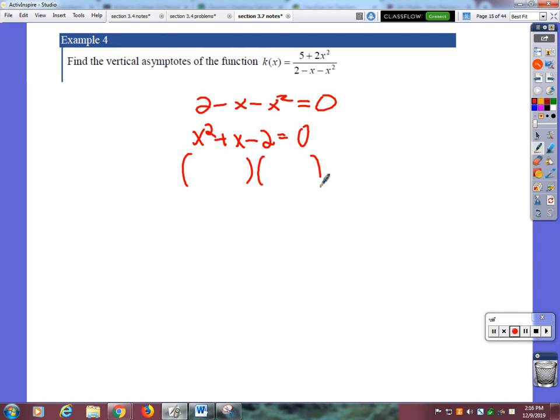No, he's not going to complete the square. I'm going to go with what I think is the easiest one, which is just factoring it. Two numbers that multiply to be negative 2 and add to be 1 are. How about positive 2 and negative 1? Okay. Yeah, I know.